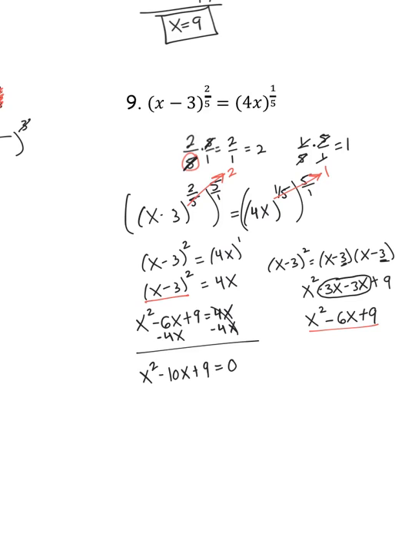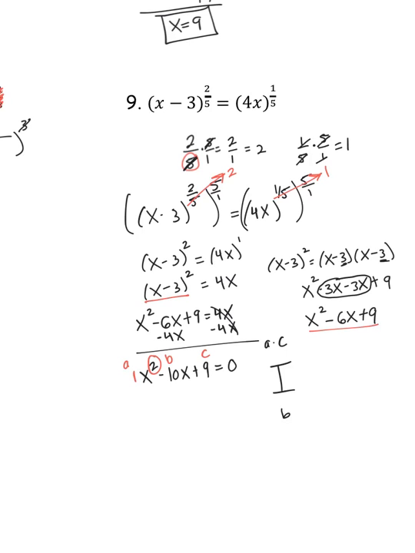Okay, so now we have a quadratic. What should you think about when you see quadratic? We should think factoring. Quadratic just means that I have this little exponent of a 2 up here. So we need to factor this to solve it. So I'm going to start with my I. At the top of my I, I'm going to put A times C, and at the bottom, I'm going to put B. So my A is 1, my B is negative 10, and my C is 9.